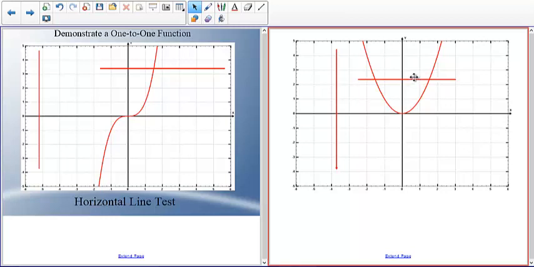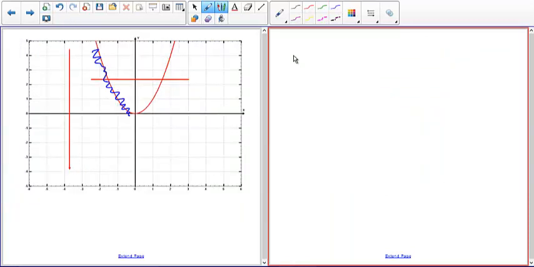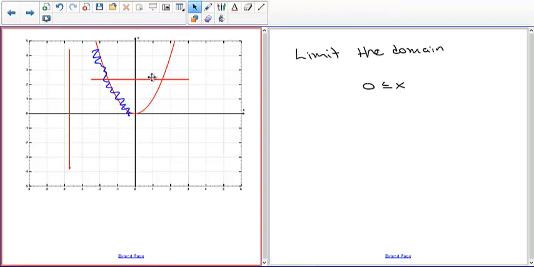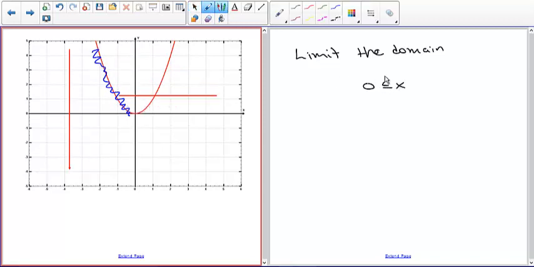Now, what did I say? Entire domain. Why did I add that in there? Well, because if I take the function and I limit the domain to x greater than or equal to 0, that's this part of the curve. And so you can see that this part of the curve does satisfy the horizontal line test, because this part doesn't exist anymore because I've taken it out by limiting the domain.